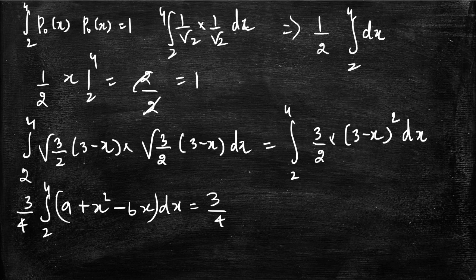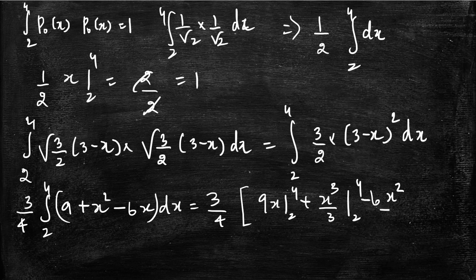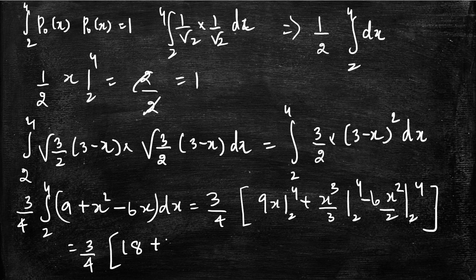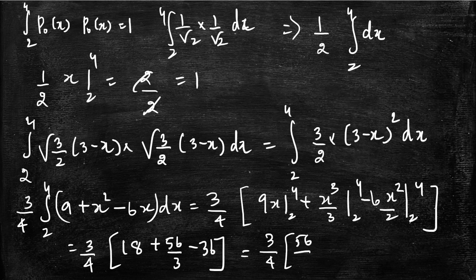So on simplifying, I get 9x² to 4 plus x³ by 3, 2 to 4 minus 6x² by 2, 2 to 4, which will give me 3 by 4 into 18 plus 56 by 3 minus 36, which is equal to 3 by 4 into 56 by 3 minus 18. So which will be equal to 1. Basically, this will be equal to 1.